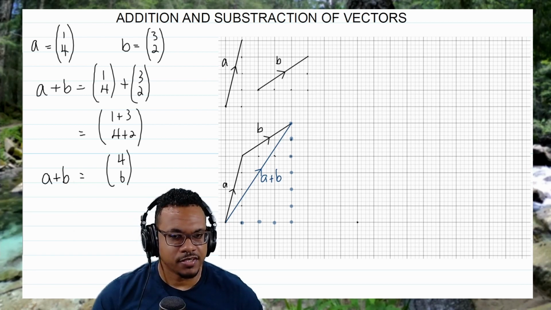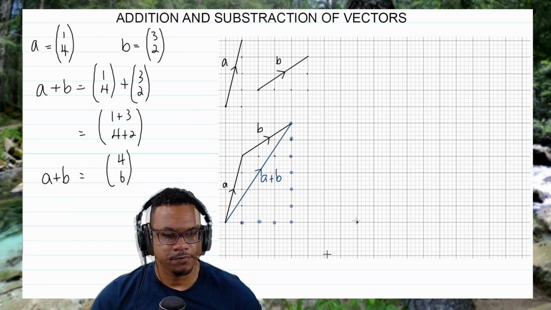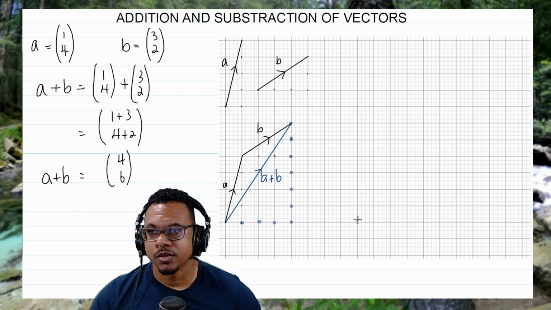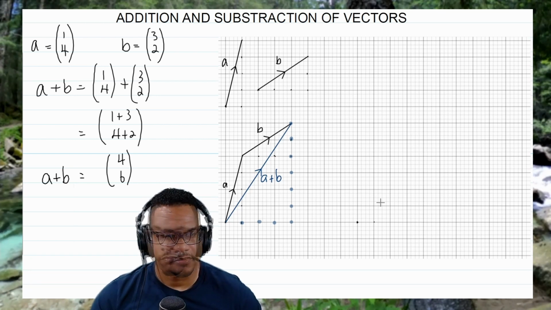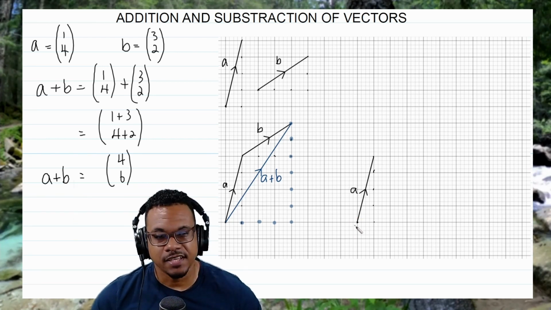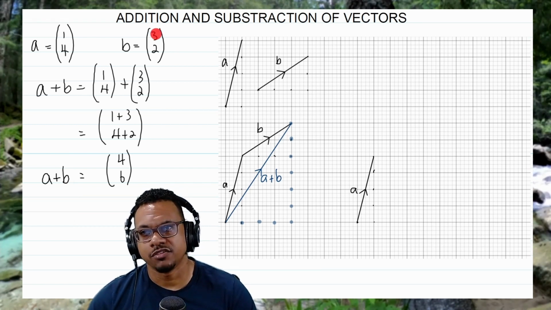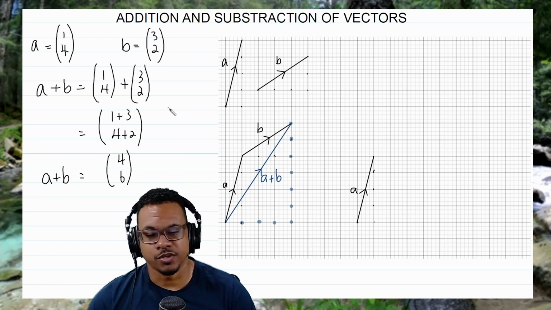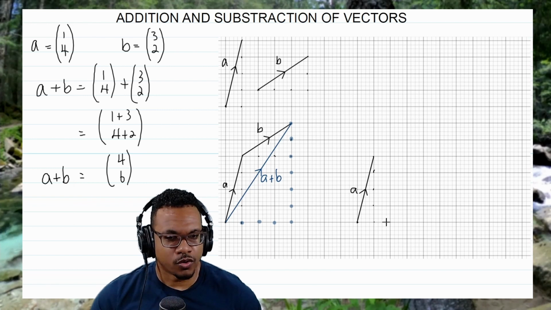So I'll choose this point here where the tails of the vectors would be. So first let's draw A, which will be 1 unit to the right and 4 units upwards. So 1, 2, 3, 4. And now I'll use the same point for the tail of vector B. And vector B is 3 units to the right and 2 units upwards. So that's 1, 2, 3 units to the right and then 2 units upwards. 1, 2.